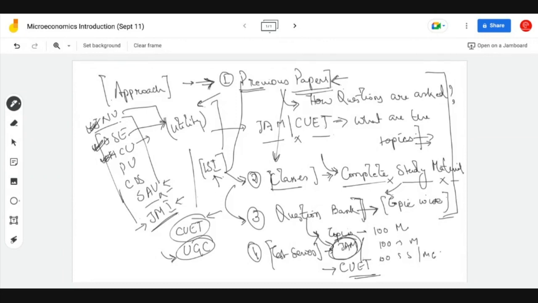We thought of starting the class with mathematical economics, but now we are planning that we can start with micro. We'll be starting with micro, and within micro, wherever we need mathematical economics, we'll cover that also. Then, separately at the end, after micro and macro are over, we'll come back to mathematical economics. So this is the structure that we are going to follow.